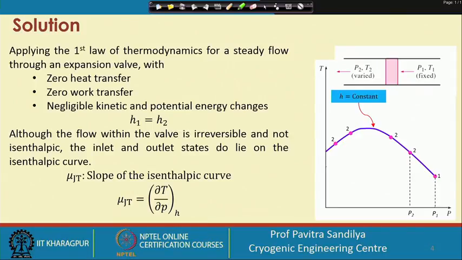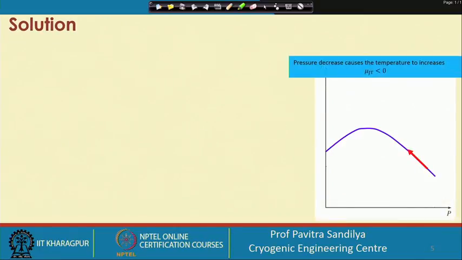Now, what we see here is that in this zone, when we are decreasing the pressure, the temperature is increasing. On the other hand, in this other zone, when we are decreasing the pressure, the temperature is also decreasing. When the temperature is increasing with decrease in the pressure, mu JT, from the definition, comes out to be negative. That means the gas will get heated up on expansion.